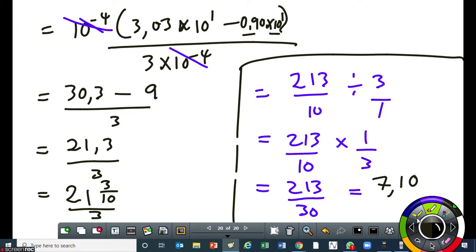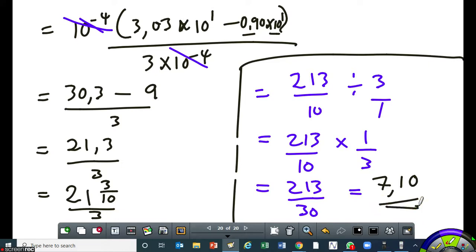To 2 decimal places, it will be 7,10. Okay. So that will be the end of today's lesson. So, is there anyone who has got any question?